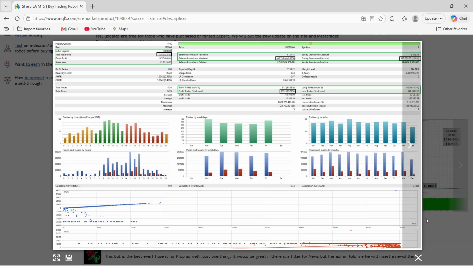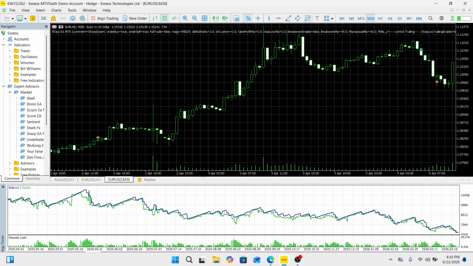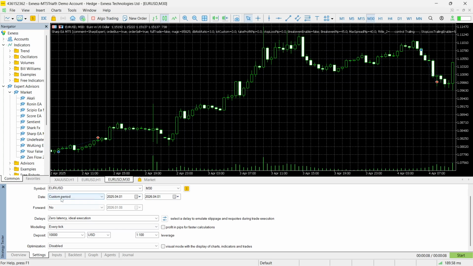All right, that looks pretty good on paper in the screenshots, but let's actually compare this to my own personal backtest so we can see if this holds true when I put it through my own rigorous testing. So I'm just going to open up MT5. As you can see, I did this on the EURUSD, as is recommended, on the M30 time frame, that's 30 minutes, for the custom period of 1 year, from April 1st, 2025 to April 1st, 2026. My initial deposit was $10,000, and I ran the EA over the period. So let's take a look at some of the backtest results.